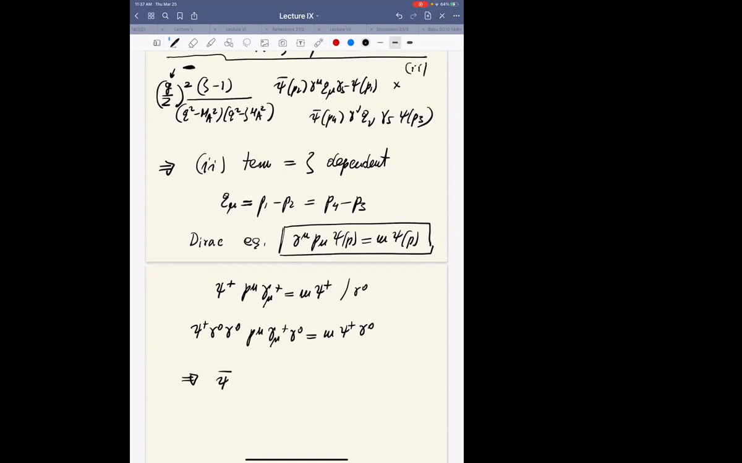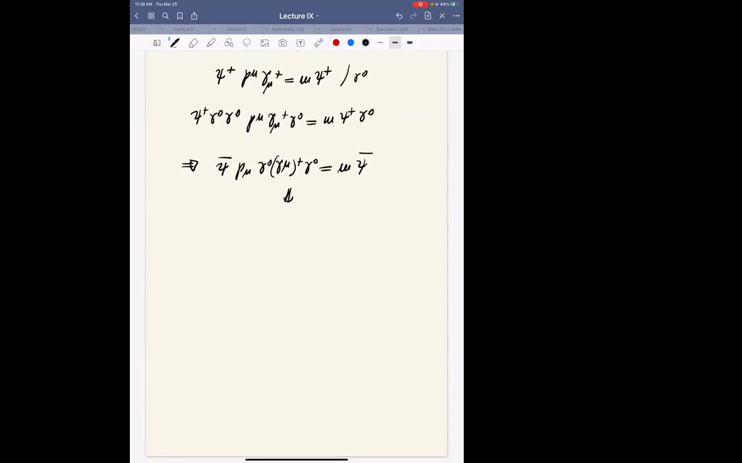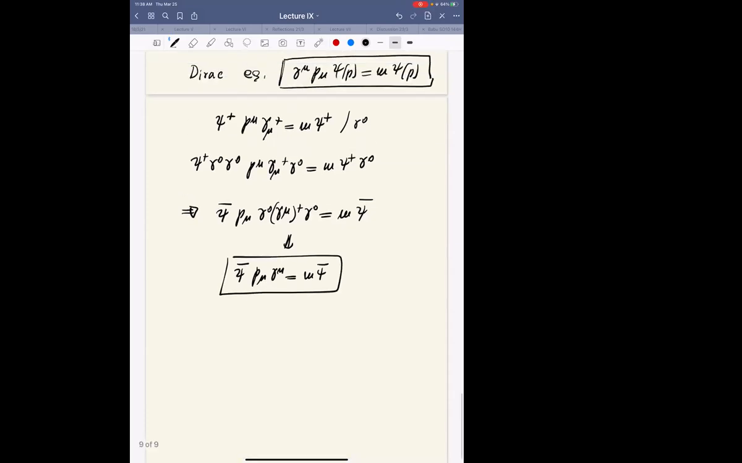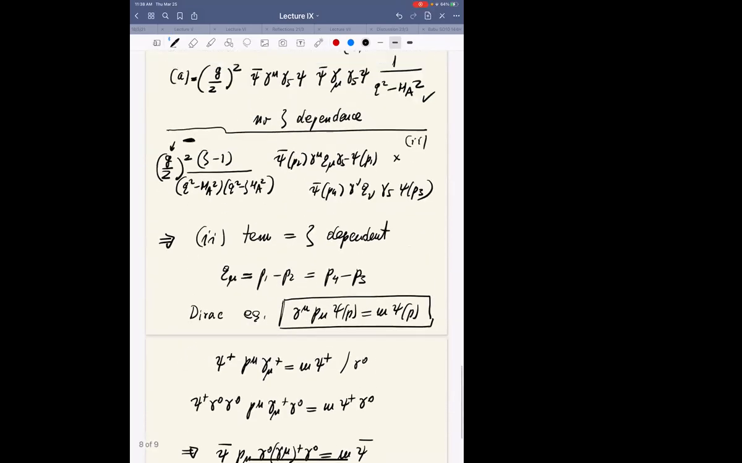I get the equation psi bar p mu gamma 0 gamma mu dagger gamma 0 equals m psi bar, and I get the Dirac equation on psi bar, which you probably knew was with this sign, but I wanted to be sure: psi bar p mu gamma mu equals m psi bar. So here we can simply use the Dirac equation.